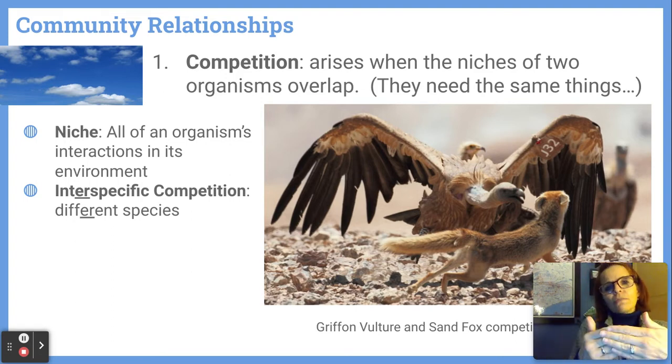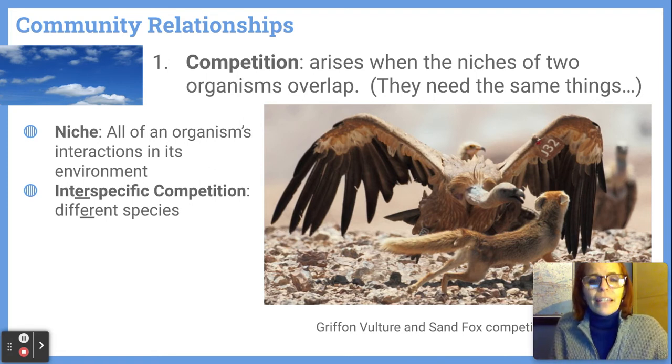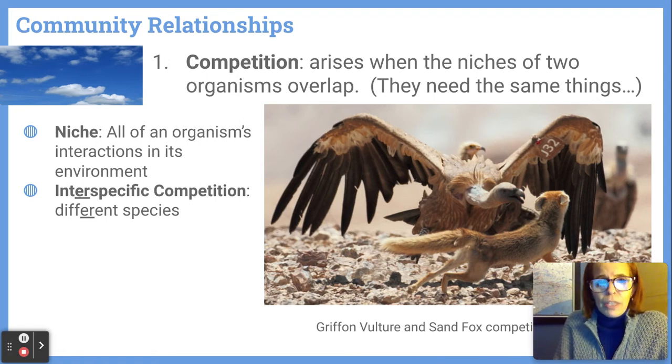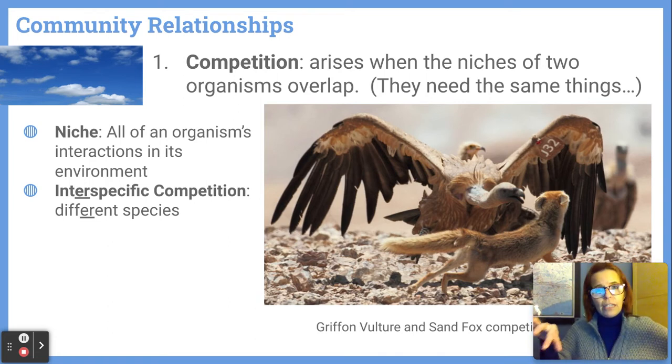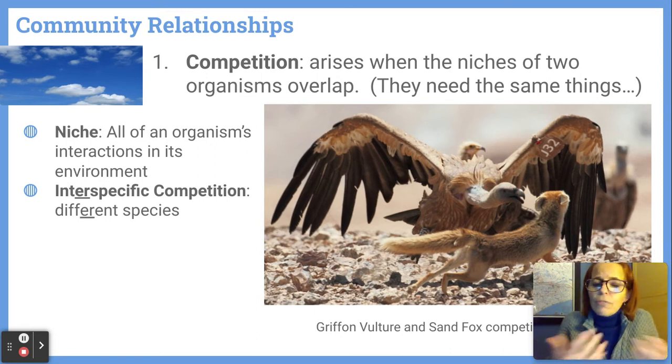And in that circumstance, their niches are overlapping, and that's what's causing the competition. So the interesting part here, there's many interesting parts, is that competition is actually bad. Species don't want to compete with each other, so they want separate niches. There's no way this sandfox and this vulture want to be fighting over the same piece of food. They both wish the other wasn't there. It's bad for them because they don't get as much food when they're competing with each other.